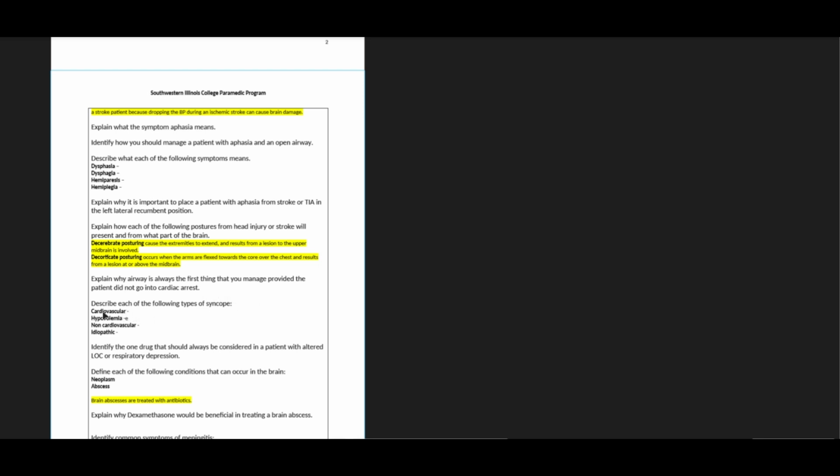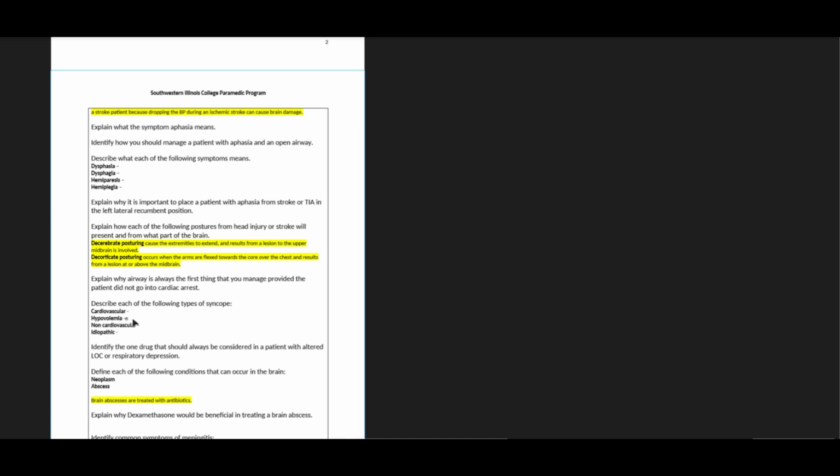Describe each of the following types of syncope. So cardiovascular syncope, this is a loss of consciousness from a problem that stems from the heart. It could be an arrhythmia, could be some mechanical problem, but the heart caused there to be a lack of blood flow to the brain, like VTAC, for example. There are any number of other things.